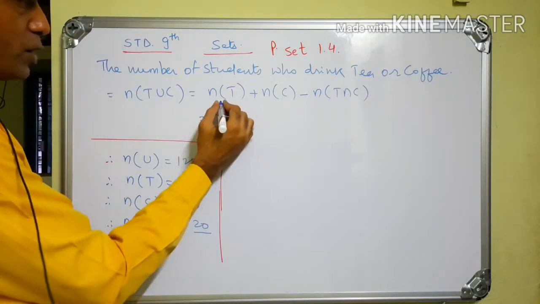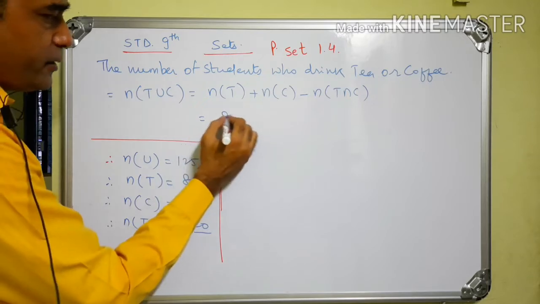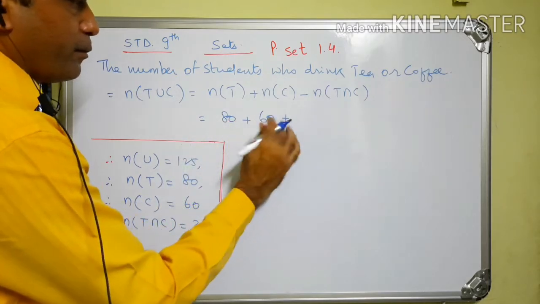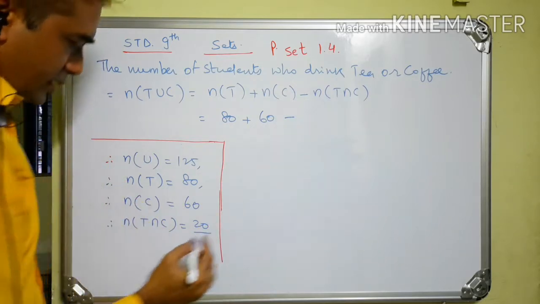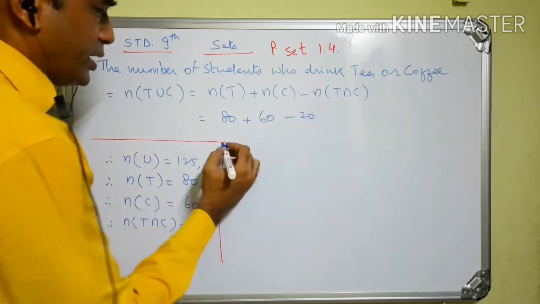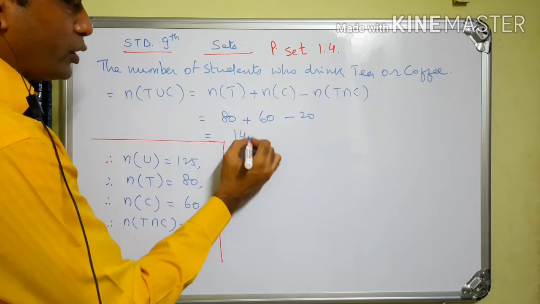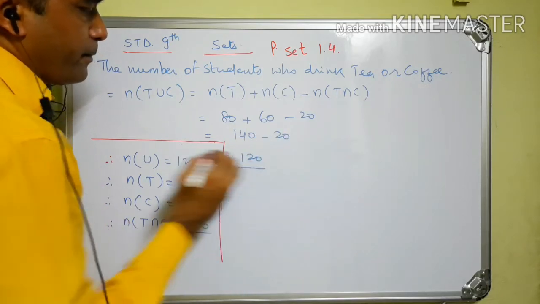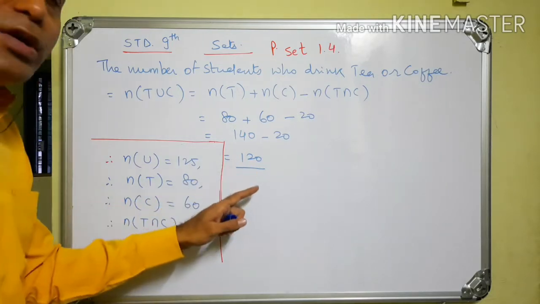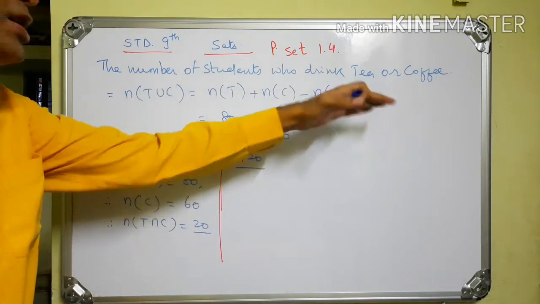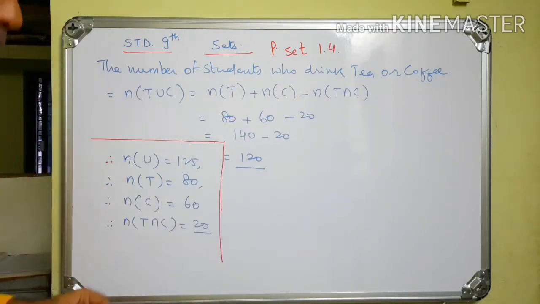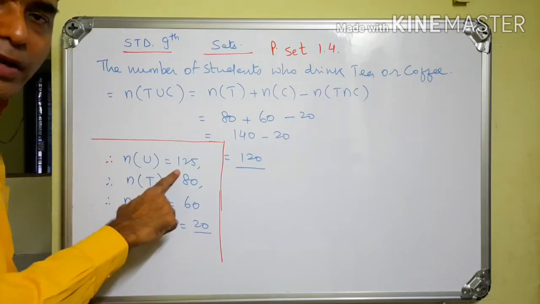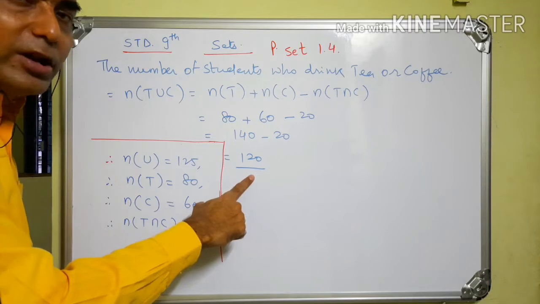So this equals the number of elements in set T, which is 80, plus the number of elements in set C, which is 60, minus the number of elements in set T intersection C, which is 20. So this equals 140 minus 20. This equals 120. 120 students are there who drink tea or coffee or both. And how many total students are there? Total students are 125, and out of which 120 drink either of the beverages.